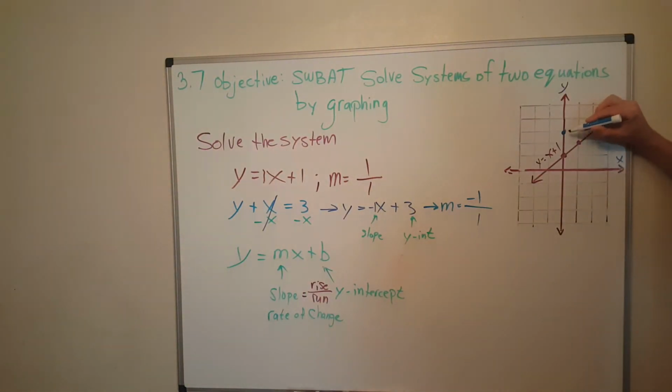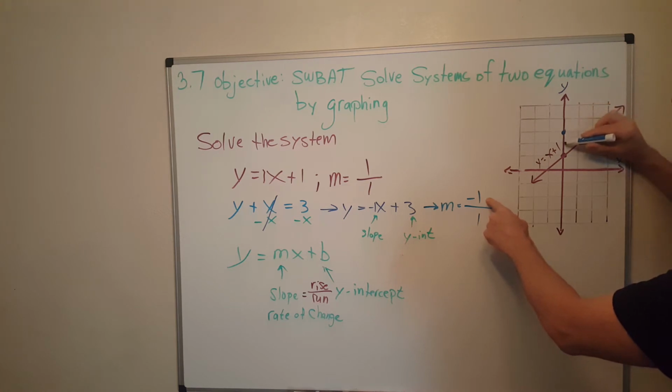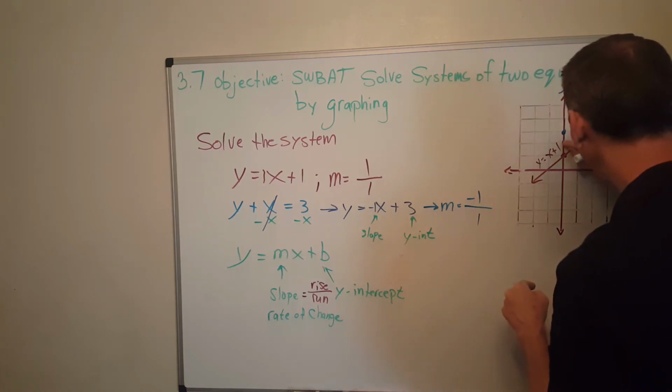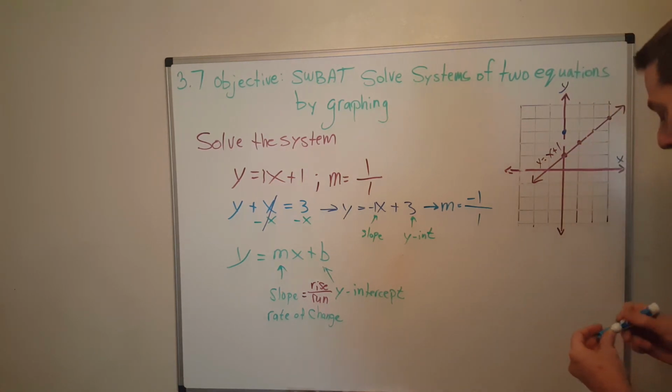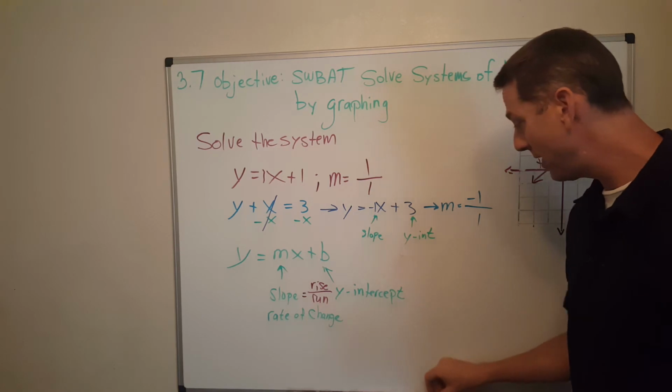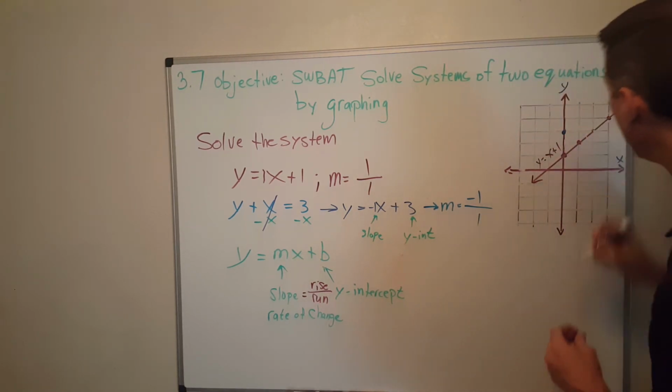So I'm going to start from my y-intercept. My rise is negative 1. So where do I go? Up or down? I'm going to go down. Whoop. And you don't want to do that. You don't want to plot that point because I have not plotted my run yet. That was a rookie mistake.